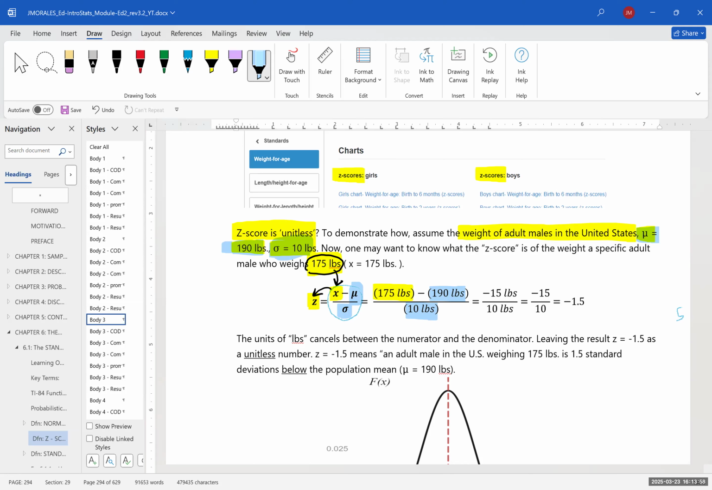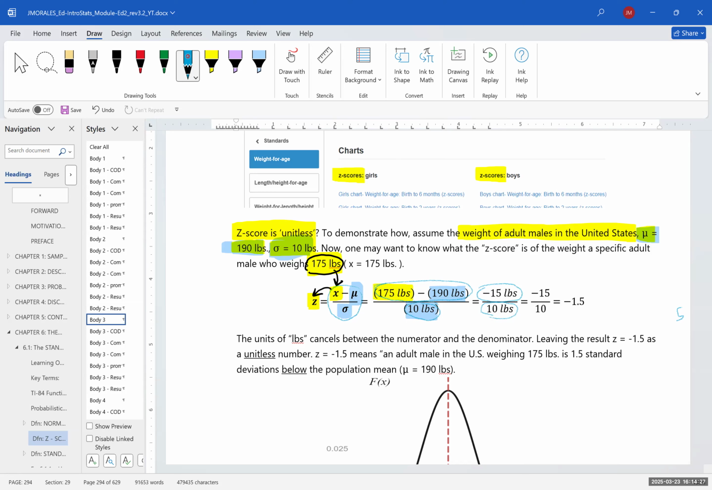Now, typically, when you're adding and subtracting, multiplying and dividing units, you follow the same algebraic rules. So 175 pounds minus 190 pounds gives us a difference of negative 15 pounds in the numerator. And the denominator, we're just going to leave that alone at 10 pounds.